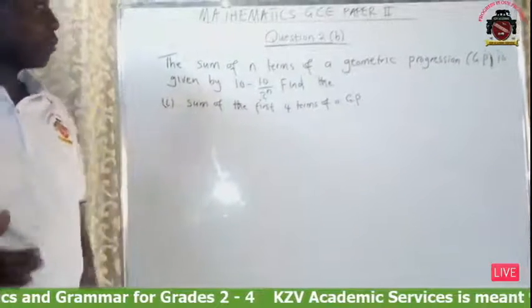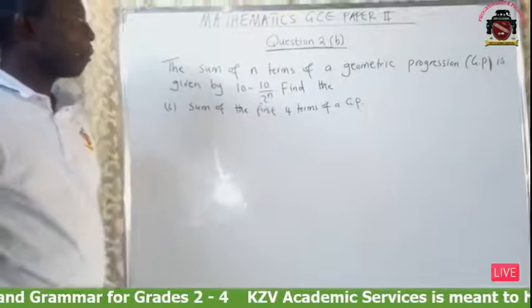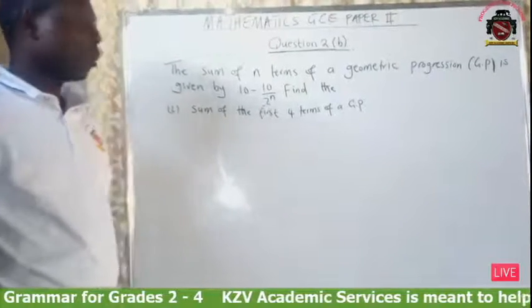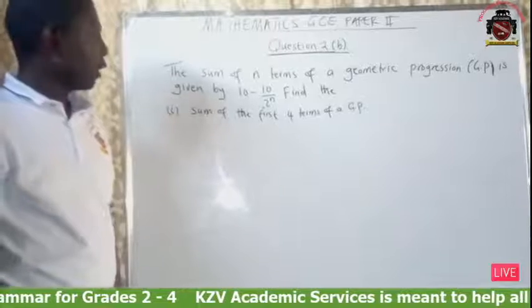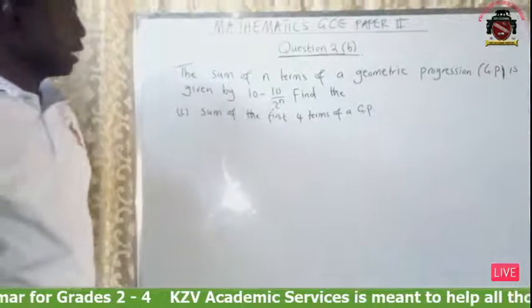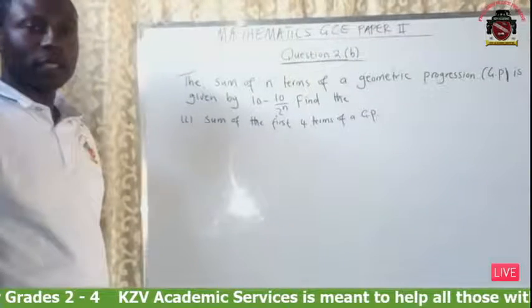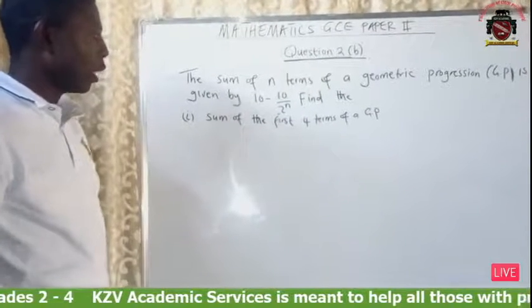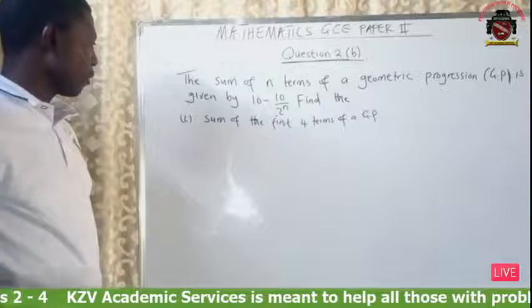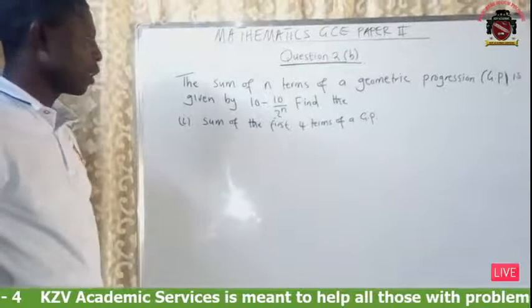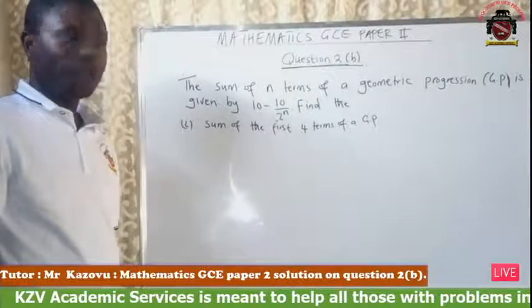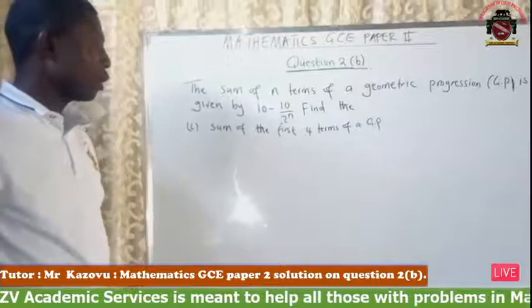Now, I've been asked by my students to solve Mathematics GCE Paper 2, question 2b. The question reads: the sum of n terms of a geometric progression, GP, is given by 10 minus 10 over 2 to the power n. The first question is, find the sum of the first 4 terms of the GP.